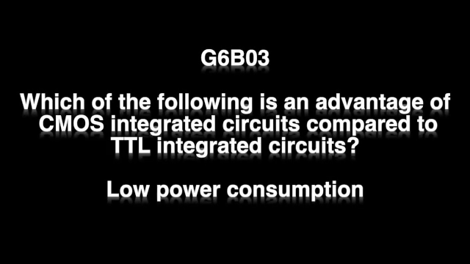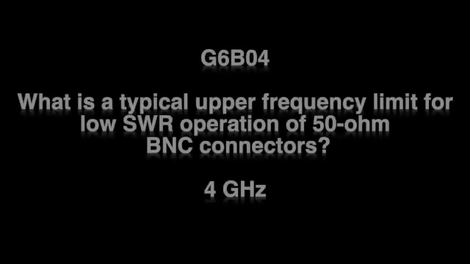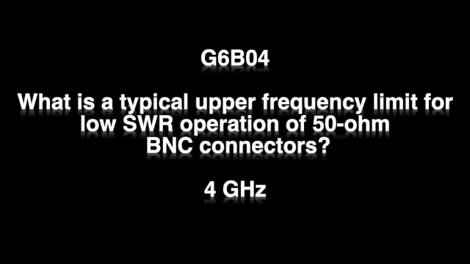G6B03. Which of the following is an advantage of CMOS integrated circuits compared to TTL integrated circuits? Low power consumption. G6B04. What is a typical upper frequency limit for low SWR operation of 50 ohm BNC connectors? 4 GHz.